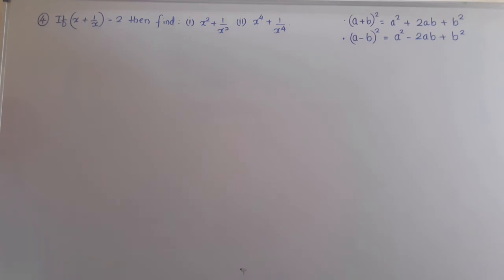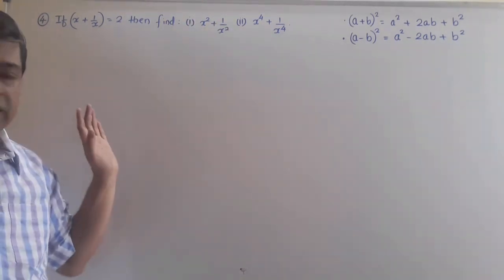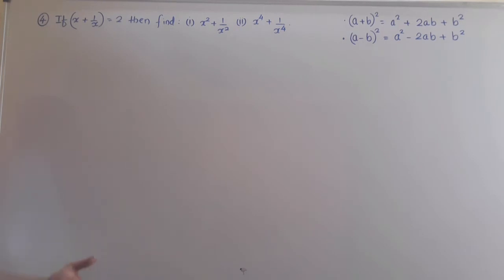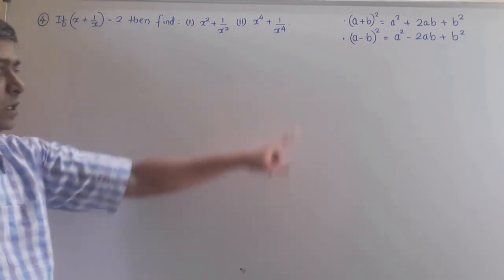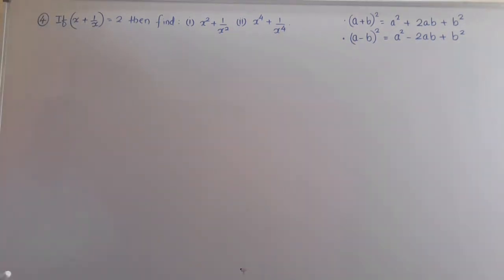Yes, now students, we have given that in question number 4, if x plus 1 upon x is equal to 2, then we have to find out these two values. Many times this question comes in examination, and normally students ask at the time of examination only, because they see in the reference book and then they ask how to solve it. So it is better we can solve it now. This question is based upon these two formulas only. So let us see how we can find out the answer.